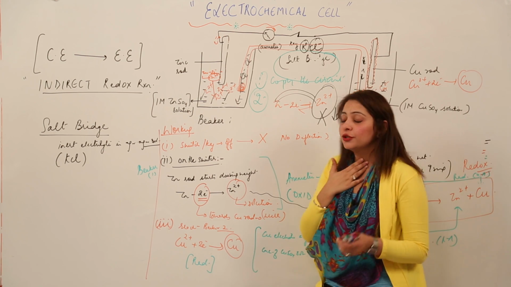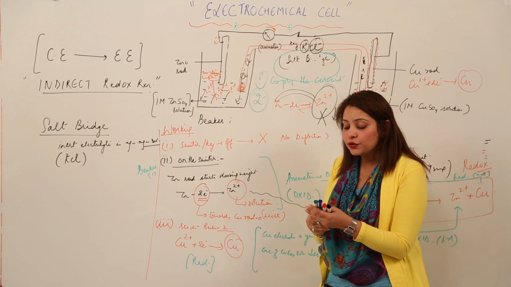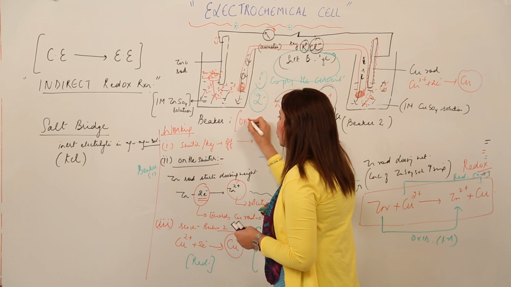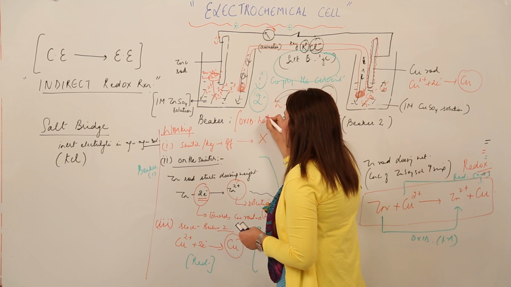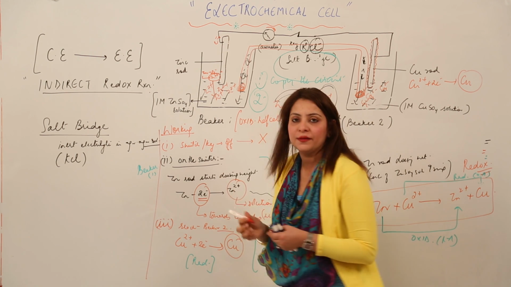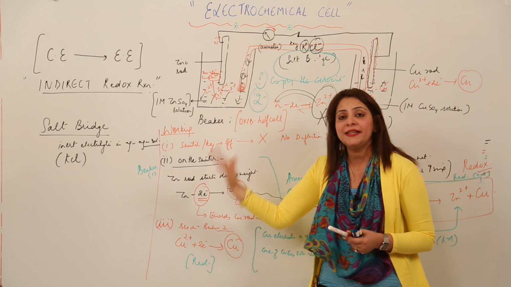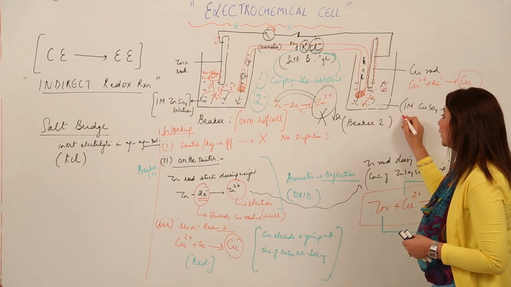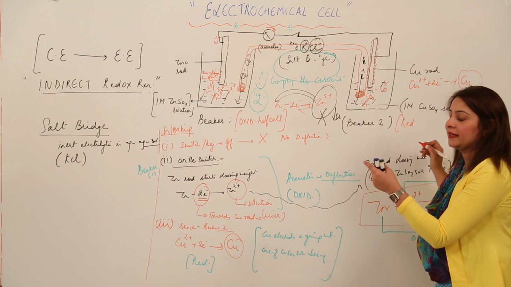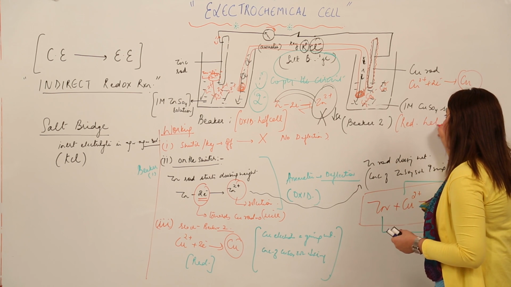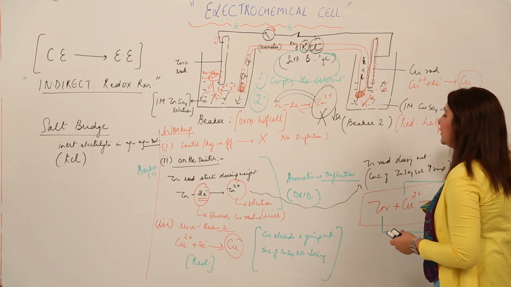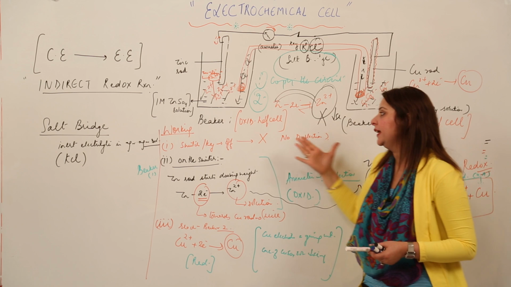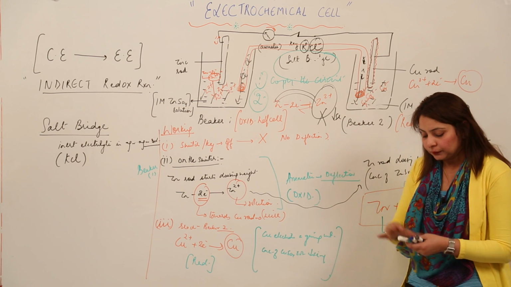Now you should know that the beaker in which the oxidation occurs is called the oxidation half cell. As you can see, the cell is divided into two halves. So the cell in which the oxidation occurs is called the oxidation half cell, and in which the reduction occurs, as you saw it occurs in beaker 2, is called the reduction half cell. So a complete cell is a combination of the oxidation half cell and the reduction half cell.